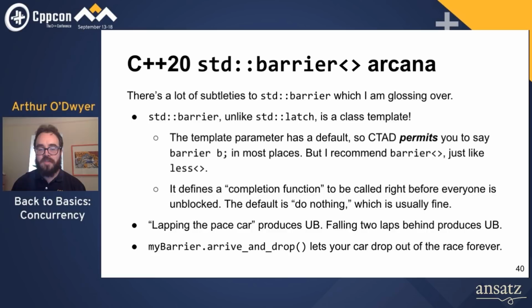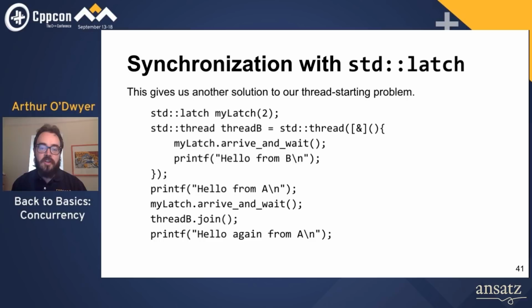Here is how I might use latch to solve our thread starting problem. Remember, threads start immediately running, but what I can do is make a latch with the counter initially set to two. I expect two threads to call arrive_and_wait on the latch. Here's my thread B. Its job is step one, arrive_and_wait at the latch. Wait for the other thread to arrive. So that's what it's doing.